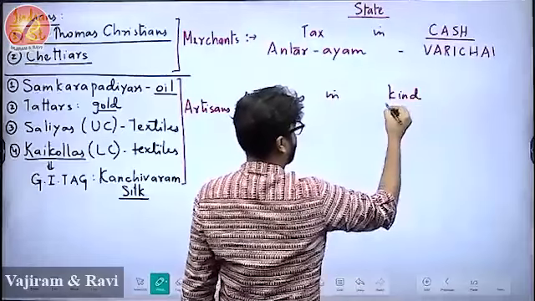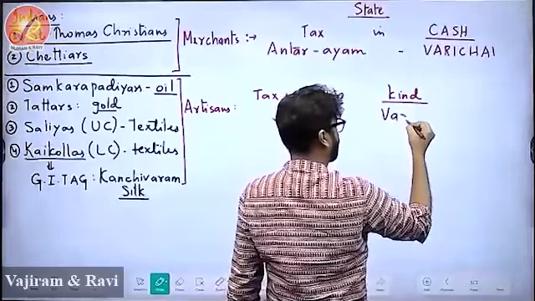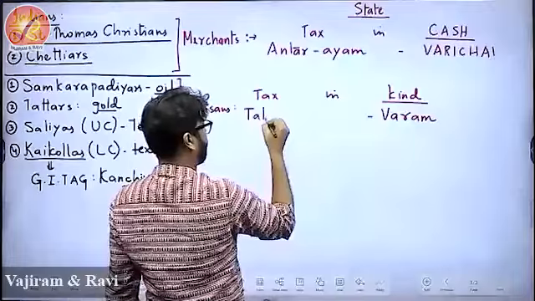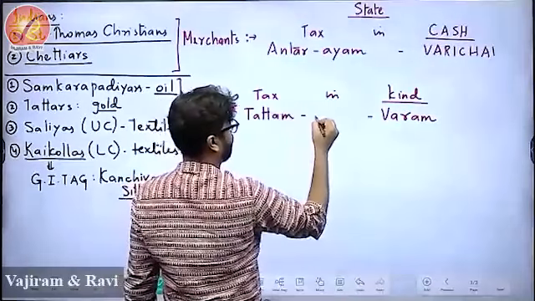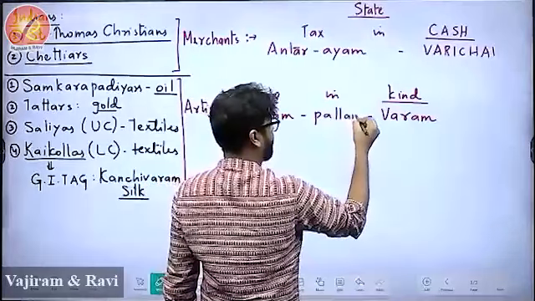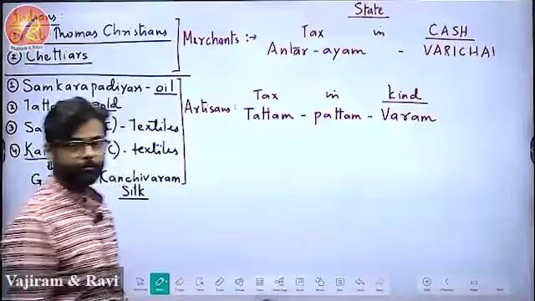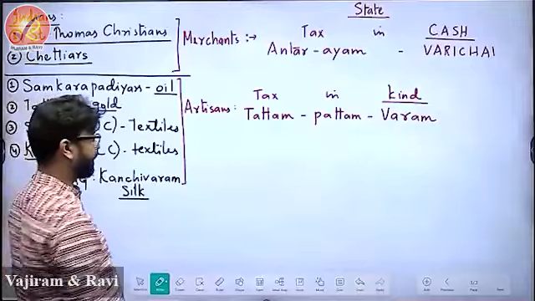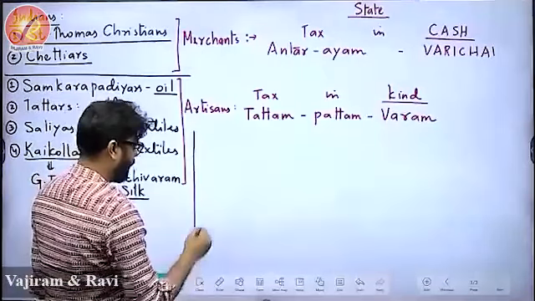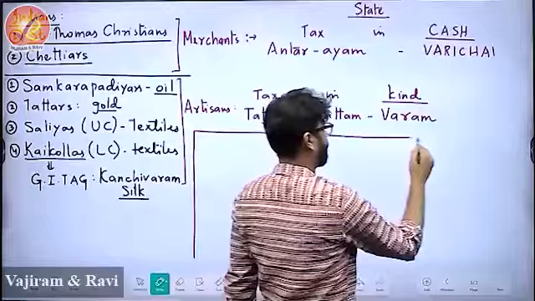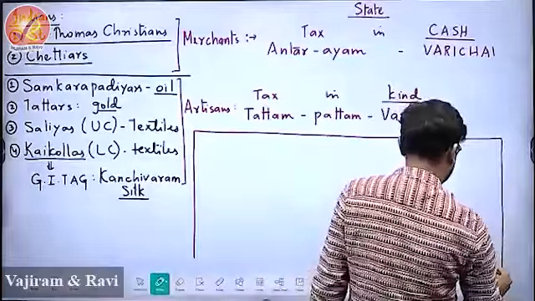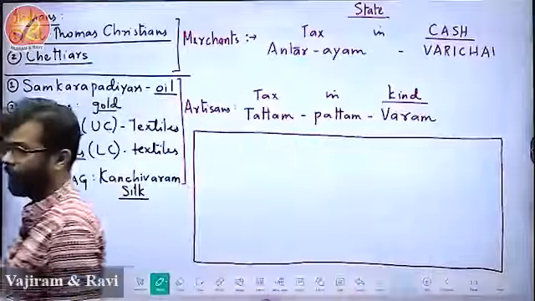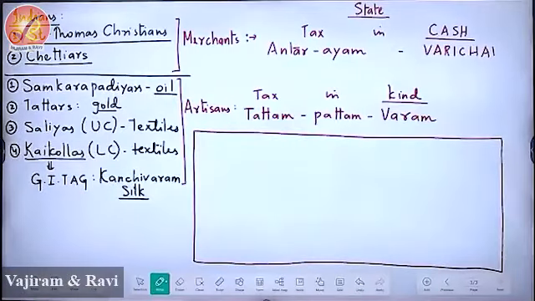Kind is varam. The name of the tax is tatam patam. So the name of the tax is tatam patam varam. So the state gets the taxes from these people. Now when I say kind, I mean, let us say you produce grain, you give taxes in grain. Let us say you produce gold, you give your tax in gold. Let us say you produce silk, you give your taxes in silk.